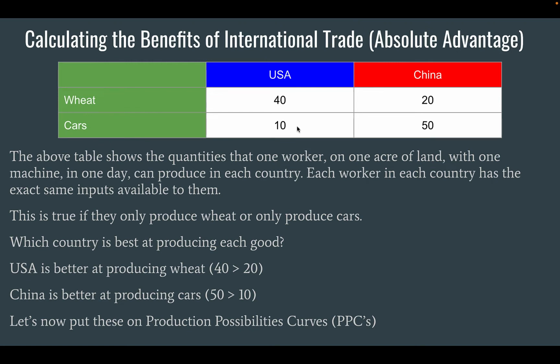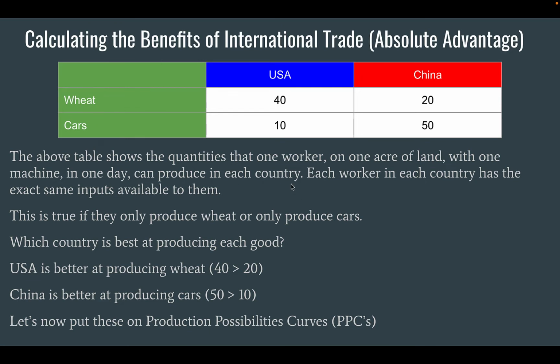It doesn't have to be one worker per se, it doesn't have to be one day, it could be the entire population, as long as the numbers are the same. It's how much resources you put into these things. So the above table shows the quantities that one worker on 1 acre of land with one machine in one day can produce in each country.